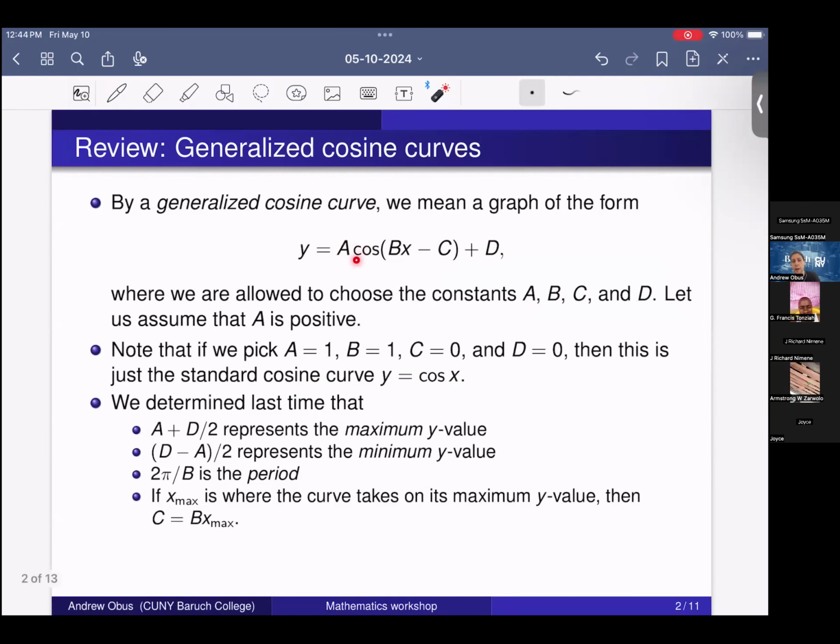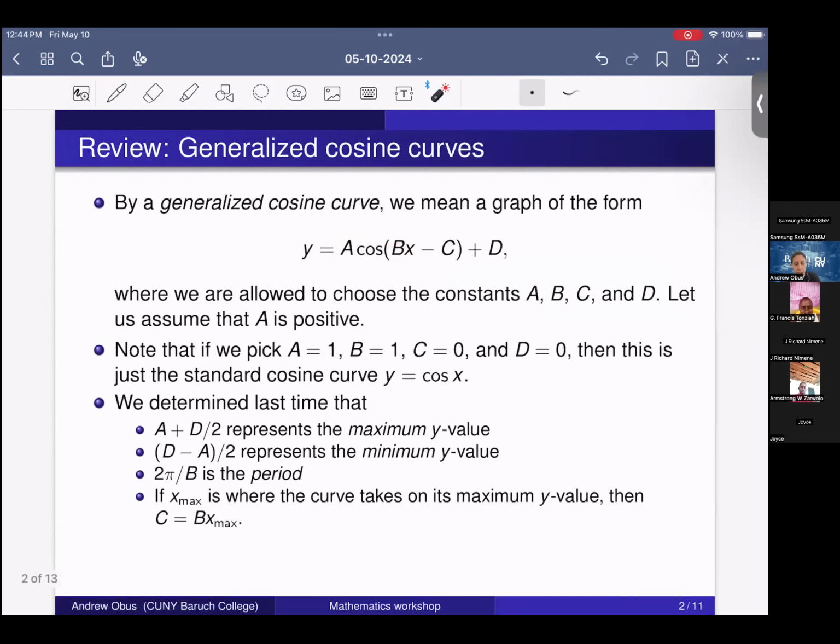And choosing these in the right way is going to allow us to change the amplitude of the graph. It'll allow us to change the period of the graph. It'll allow us to change the maximum value of the graph. And it will also allow us to shift the phase. So like to change where the graph takes on its maximum.